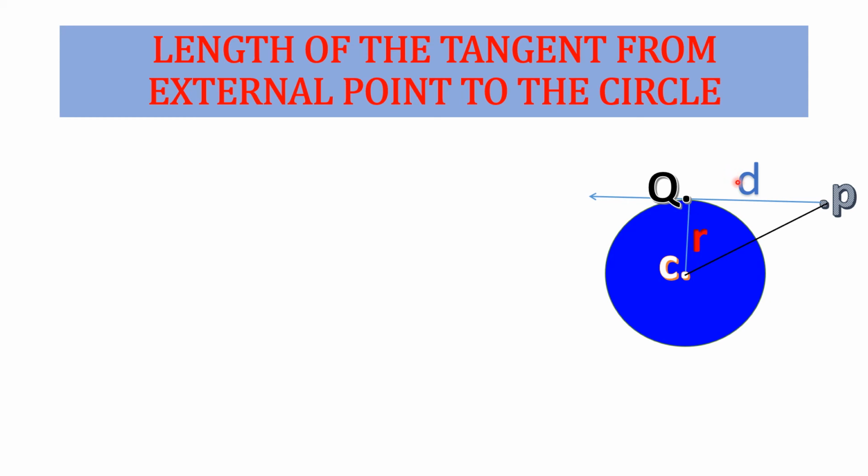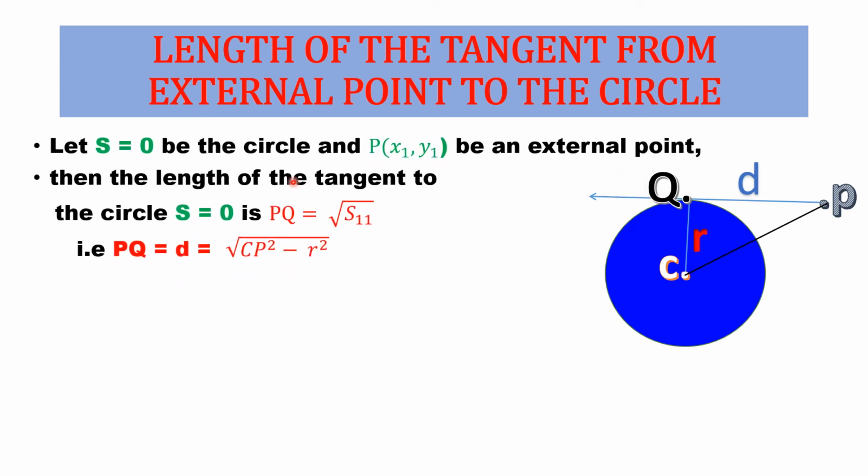And here D denotes the distance between P and Q. So this is the length of the tangent from the point to the circle. This is the length of the tangent. So here the formula is, S equal 0 be any circle, and the point P of x1 y1 is the external point. Then the length of the tangent is generally denoted by square root S11, which is already discussed in power of a point. So the square root of power is called length of tangent.